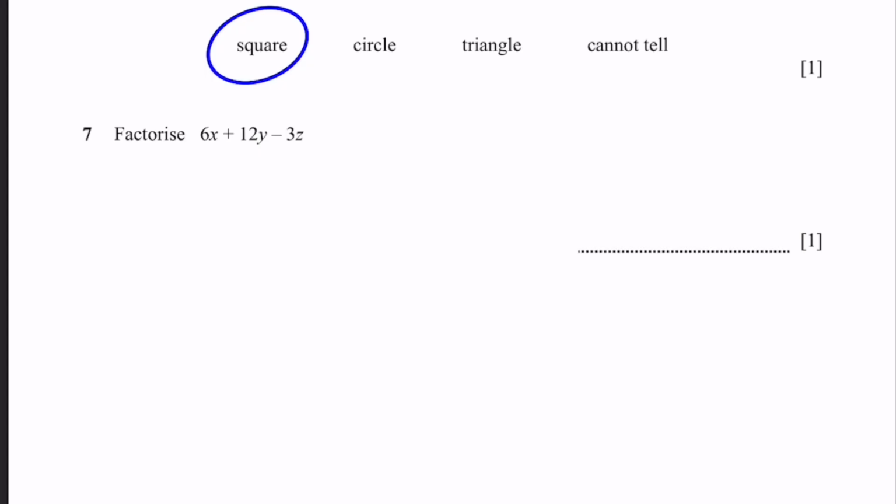Question 7. Factorize 6x plus 12y minus 3z. Out of this, the highest common factor is 3, which means we can write this as 3 into 2x plus 4y minus z. This is the answer.